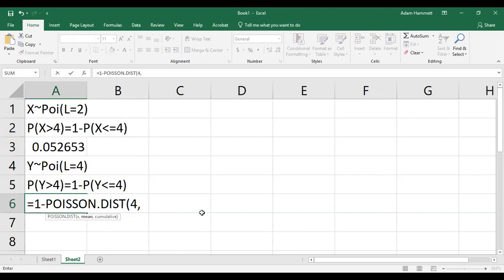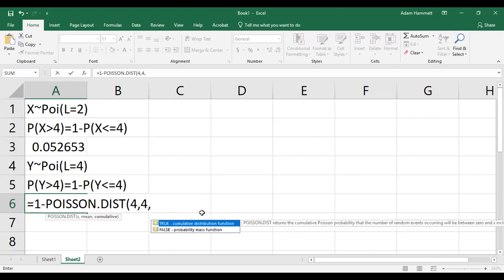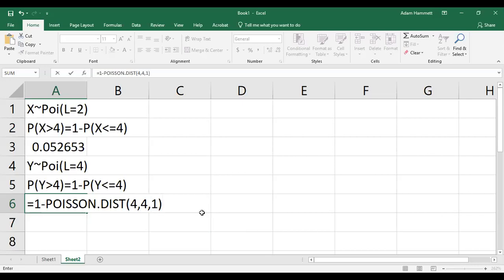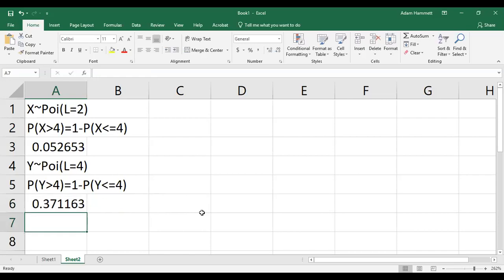What is our parameter this time? We were doing a 200-page block, so there's going to be an average of 4. So the mean is 4 here. In cumulative, do I want all the probability added up, 0, 1, 2, 3, and 4? Well, I want them all, because it's y equal to or less than that. I hit enter, and I get 37%. There's a 37% chance that y is bigger than its mean.